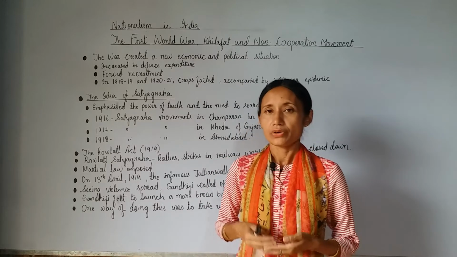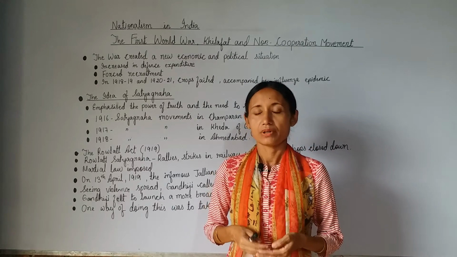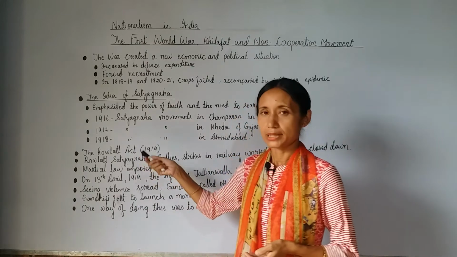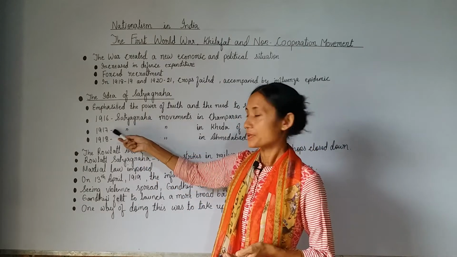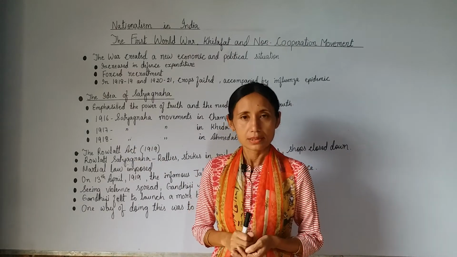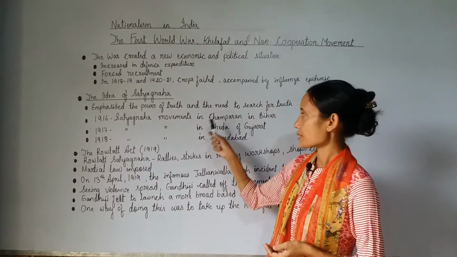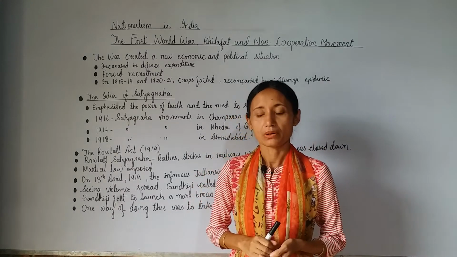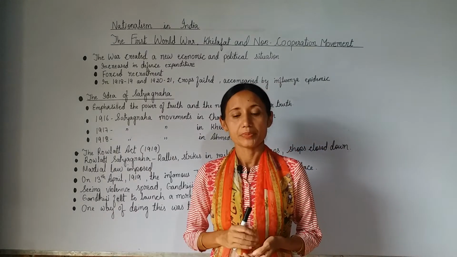Now, Gandhiji organized Satyagraha movements in various parts of India. Some of the movements are listed here. In 1916, Gandhiji organized a Satyagraha movement in Champaran district in Bihar. So what happened in Champaran district?